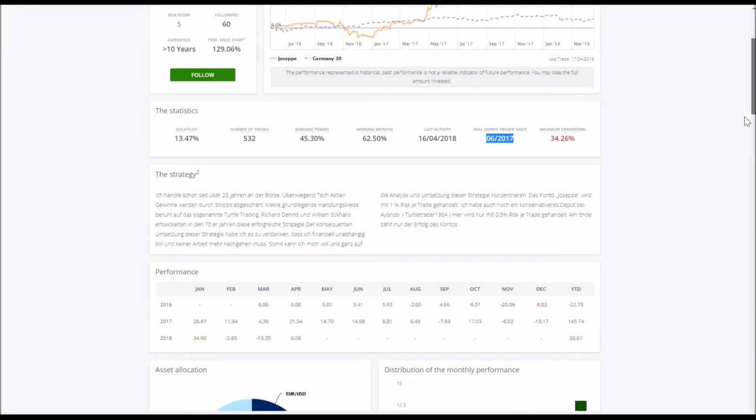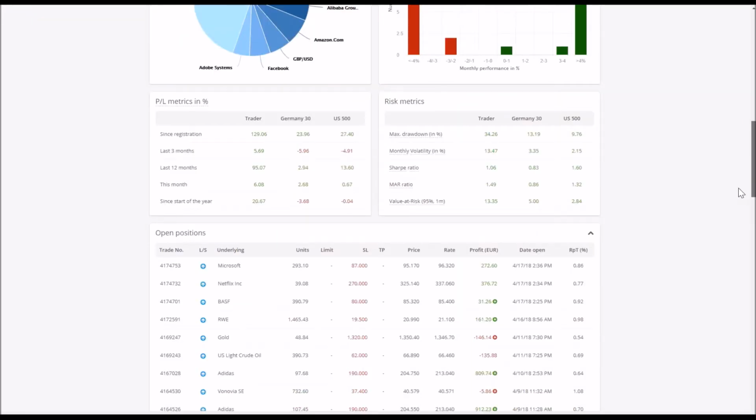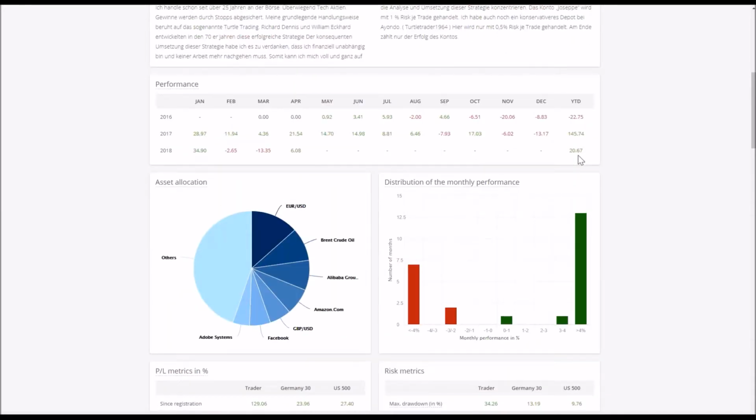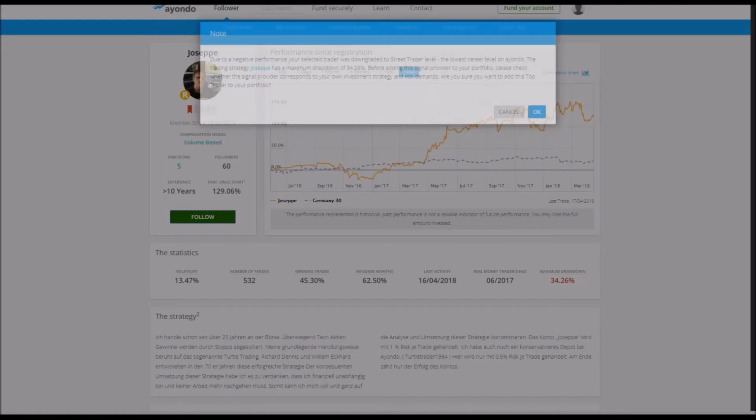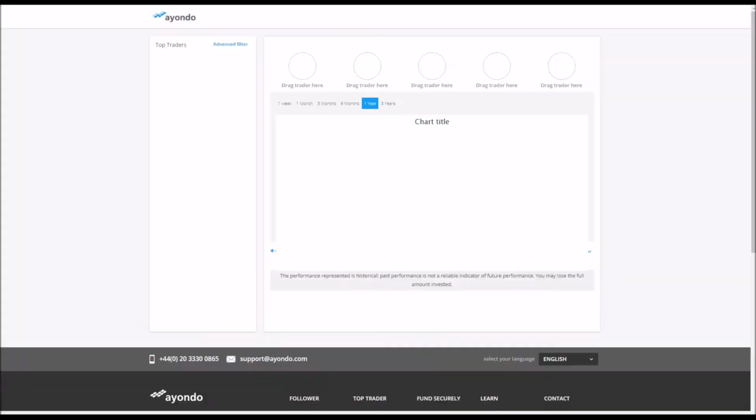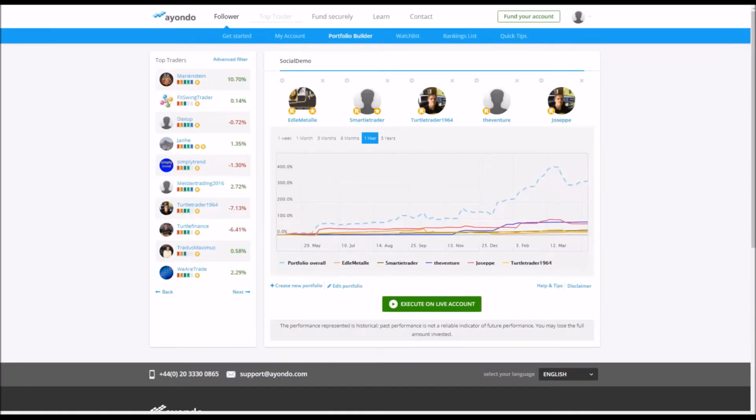So we see their P&L. How are they doing for the year so far? Up 20% for this year so far. 2 winning months, 2 losing months, made a bucket load in January, made 34% in January, made 145% last year. Let's say we decide to follow this trader. If we click on follow, a warning comes up, click OK, and this trader is now added to my portfolio.